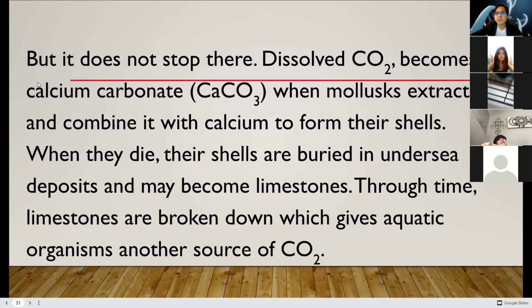When they die, their shells are buried under the sea deposits and may become limestones. Through time, limestones are broken down, which gives aquatic organisms another source of CO2. So this is now the cycle.